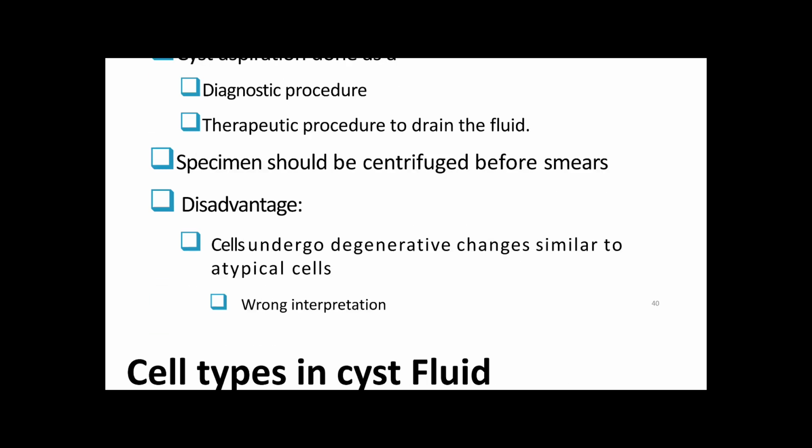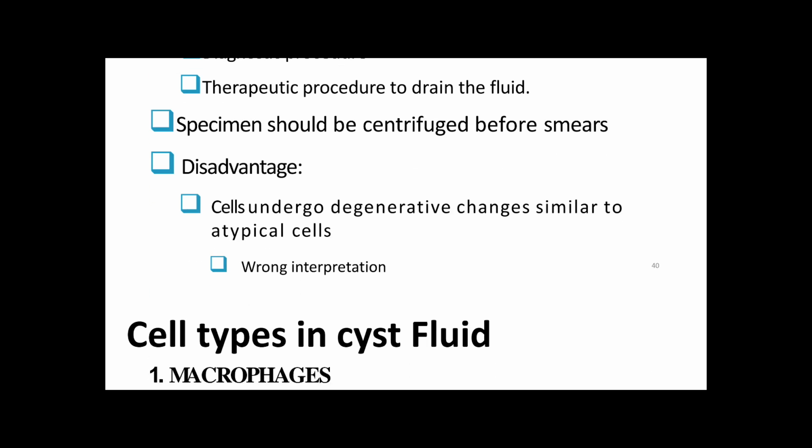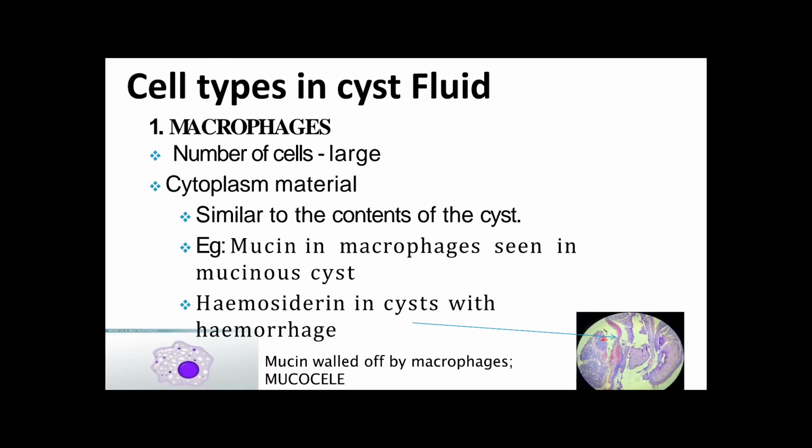When we consider the cell types in cyst fluids, the first one is the macrophage. These are usually found in large numbers. Their cytoplasm contains material similar to the content of the cyst. For example, mucin in macrophages is seen in mucinous cyst, and hemosiderin is seen with hemorrhage. So the first cell inside the cyst is the macrophage.